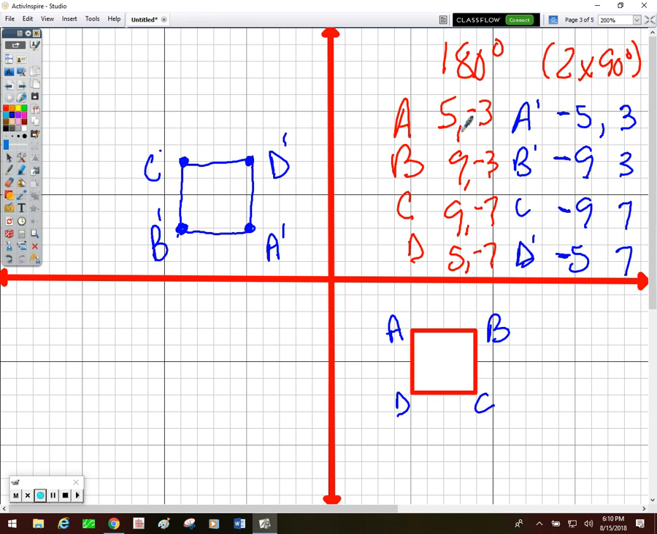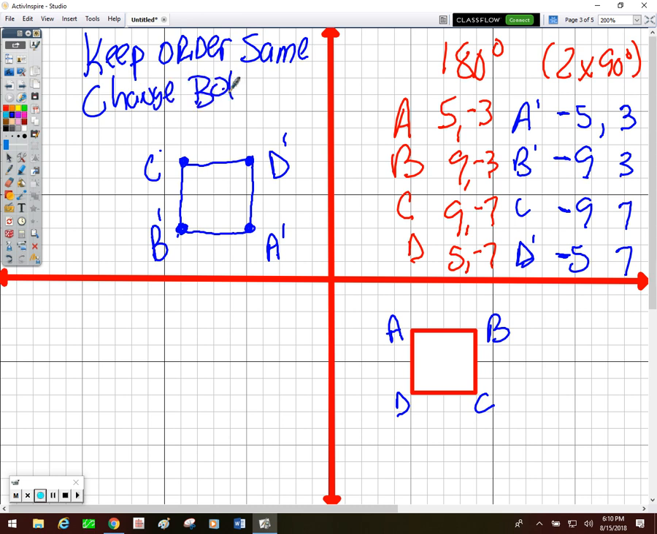Okay? So 180, so you're going to keep the order of the pairs the same. Whatever the order is, keep it. And then you're going to change both signs. Whatever the signs are, just change them to the opposite of that. And that would help you get to the quadrant you need. Okay? And then remember, 180 is 2 rotations. All right? Let's go one more.